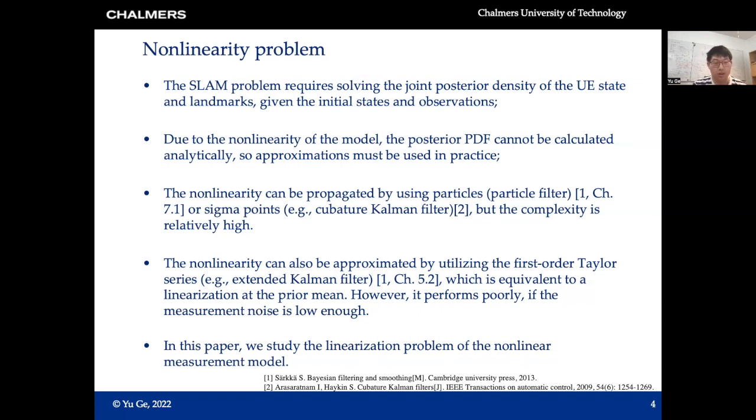The nonlinearity can also be approximated by utilizing a first-order Taylor series, for example, using the extended Kalman filter, which is equivalent to linearizing at the prior mean. However, this kind of method usually performs poorly, especially when the measurement noise is very low. In this paper, we studied the linearization problem of the nonlinear measurement model.